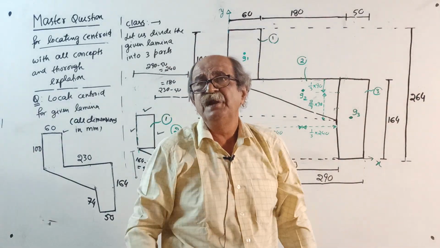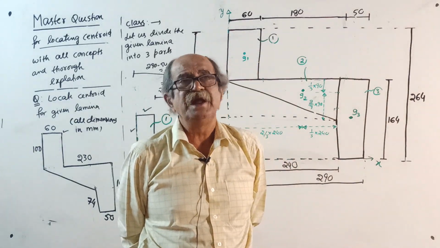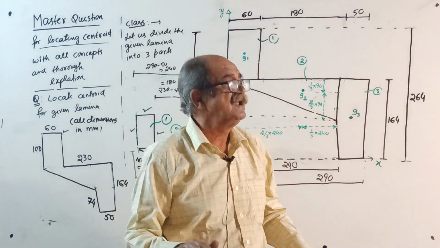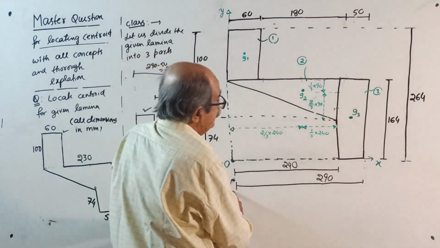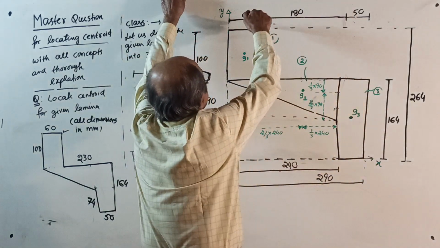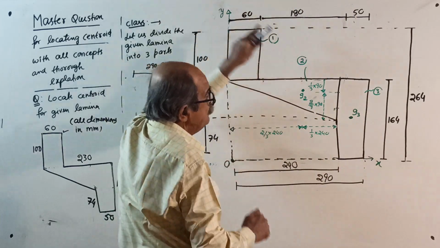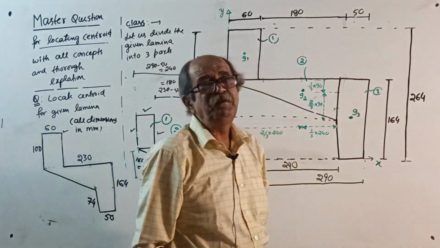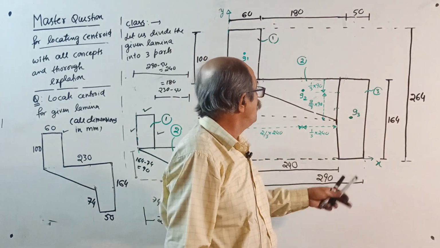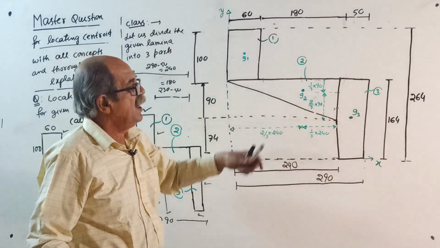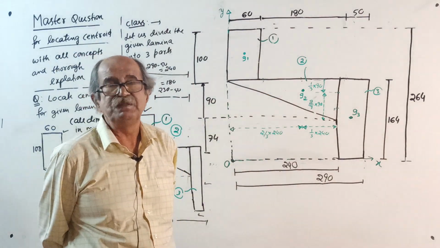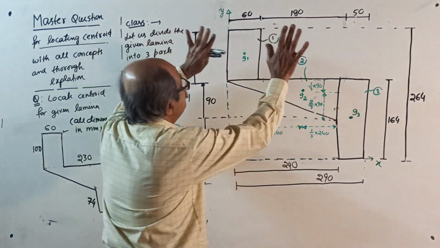Usually, when you locate centroid, you make a practice to write the outer boundary dimension. Extreme left to extreme right, how much? Here it is 290. Top extreme to bottom extreme is 264. You make all these notes. Those who want, you write a rough sketch here, practice and get it. Of course, this is high school level mathematics. Okay, now this is ready.